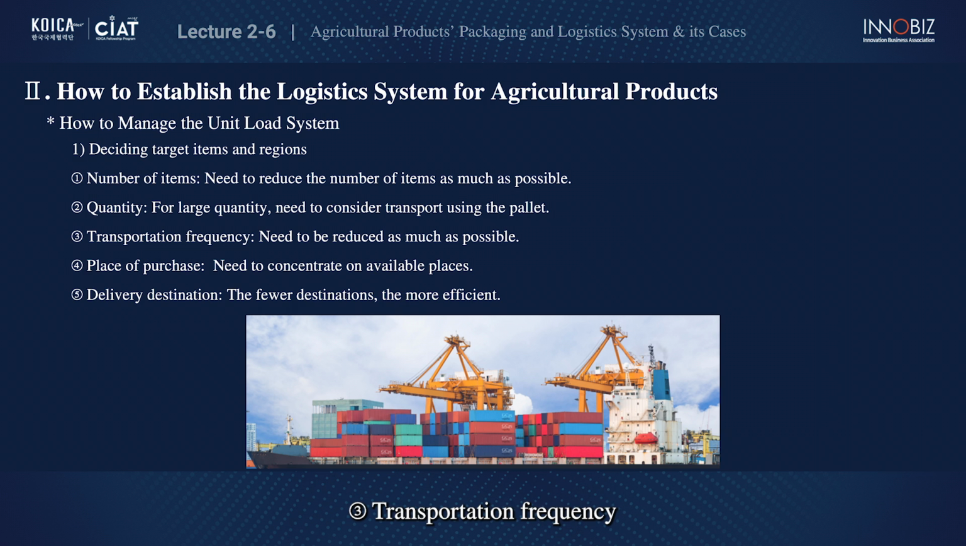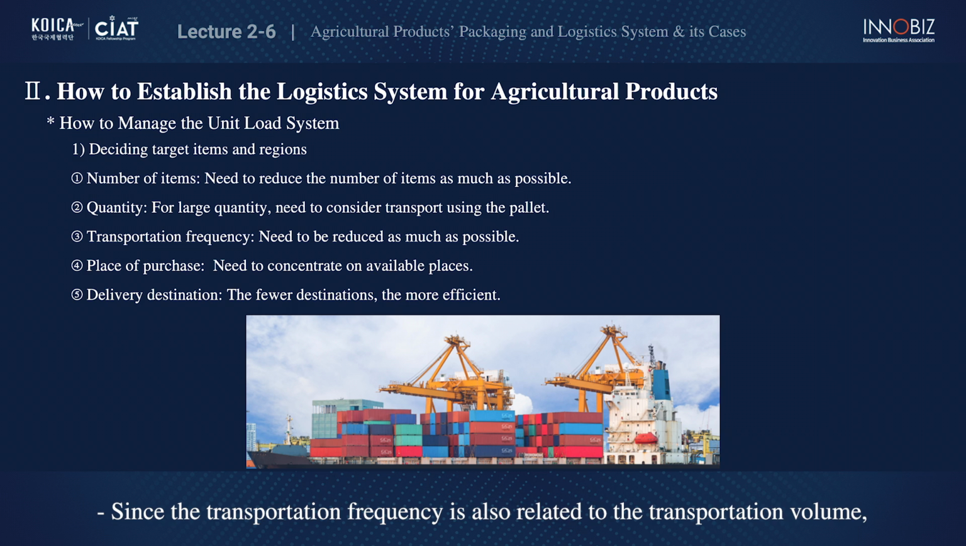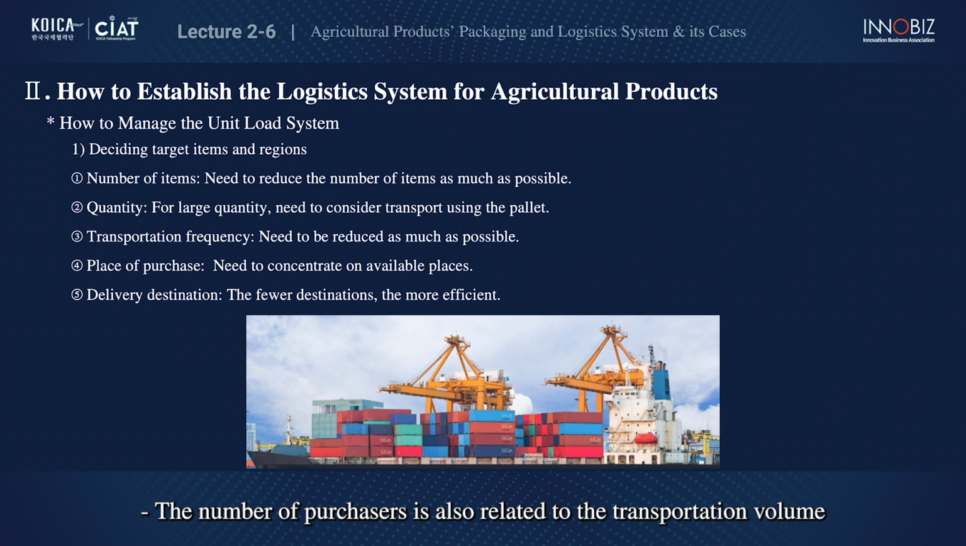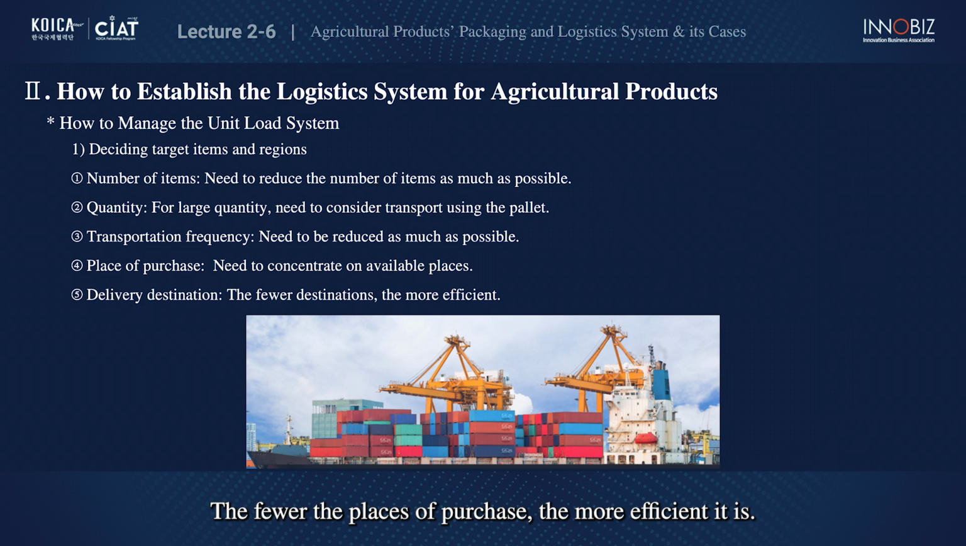Transportation frequency. Since the transportation frequency is also related to the transportation volume, you need to reduce it as much as possible. Place of purchase. The number of purchasers is also related to the transportation volume and frequency. The fewer the places of purchase, the more efficient it is. You need to review them one by one and then concentrate on available places.